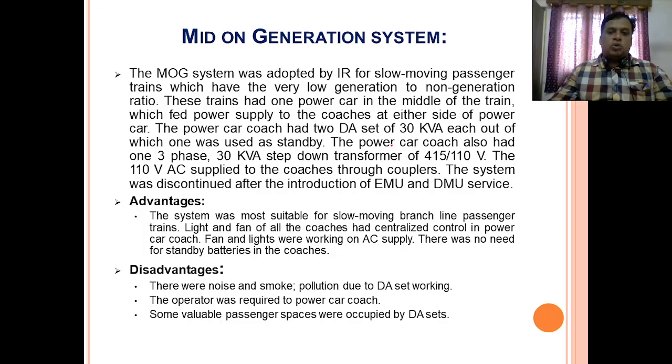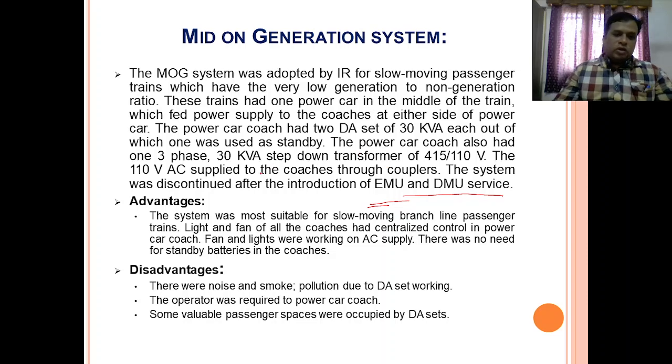The power car coach also has one three-phase 30 kilowatts step down transformer. It steps down to a 110 volts AC supply to the coaches through couplers. Here also couplers are used in the mid-on generation system, like in the end-on generation system. These couplers are utilized in a similar way, and therefore it was discontinued with the introduction of new services like EMU and DMU. These EMU and DMU services came into the picture, and the mid-on generation system was discontinued.